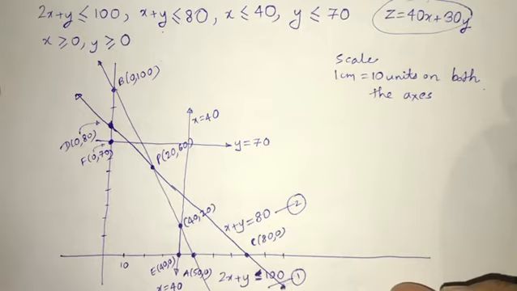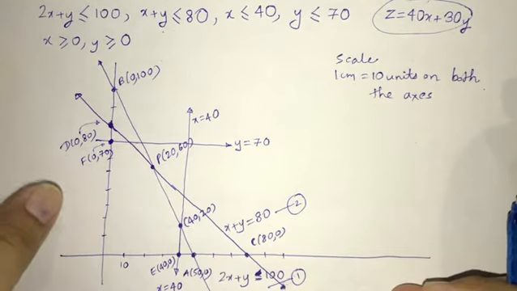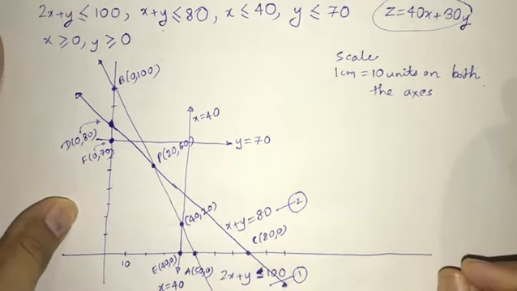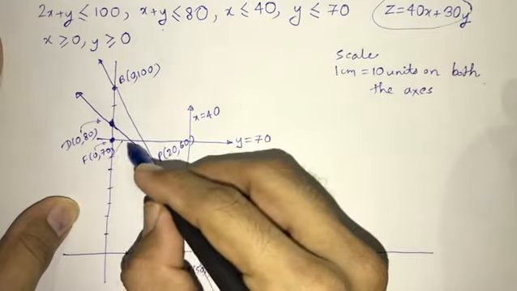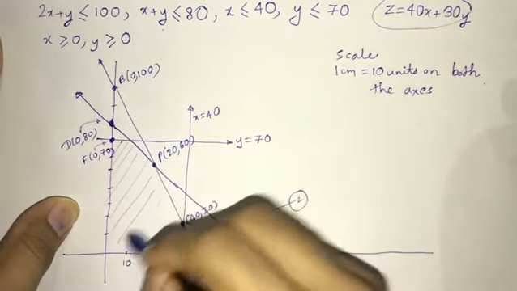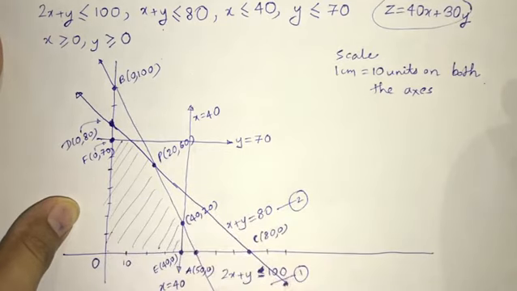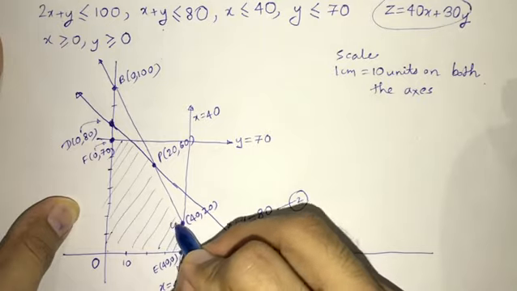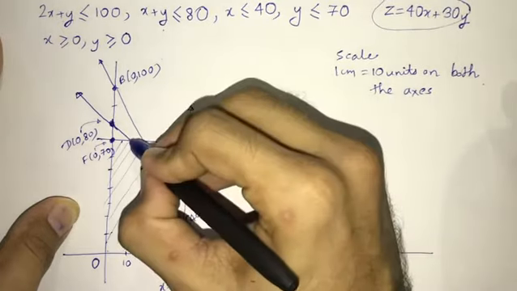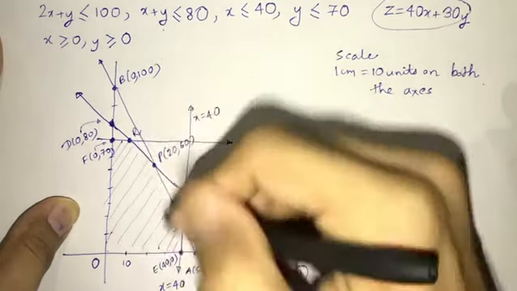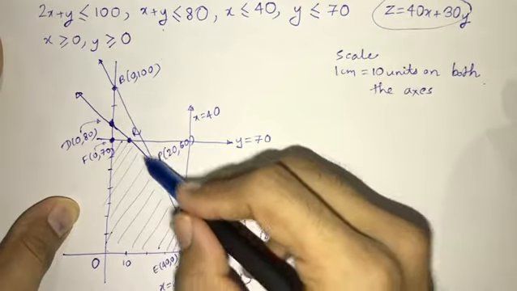All these inequalities indicate that they are going to go towards the origin. So we have the feasible region as this, on the origin side. This is the feasible region O, E, Q, P, R.